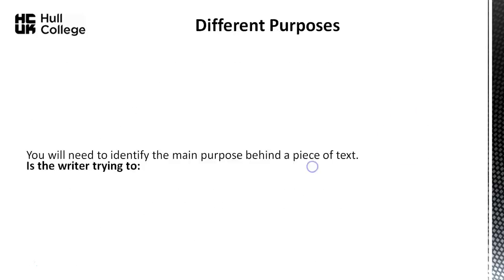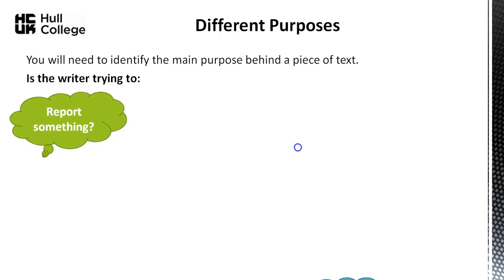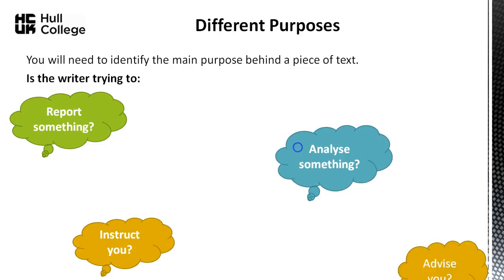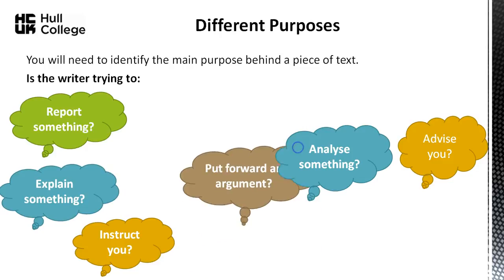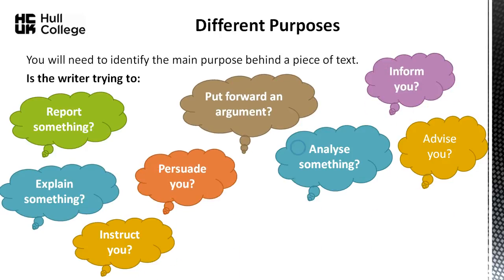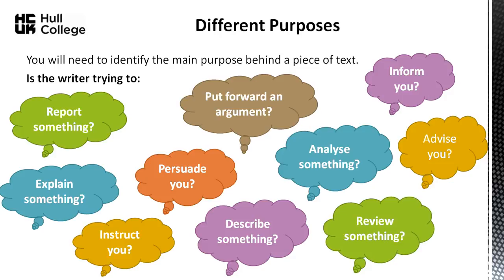Different purposes. You'll need to identify the main purpose behind a piece of text. Is the writer trying to report something, analyze something, instruct you, advise you, explain something, put forward an argument, inform you, persuade you, describe something, or review something?